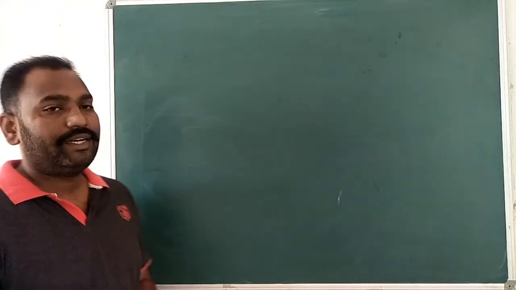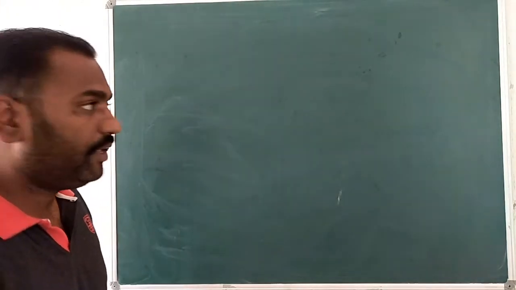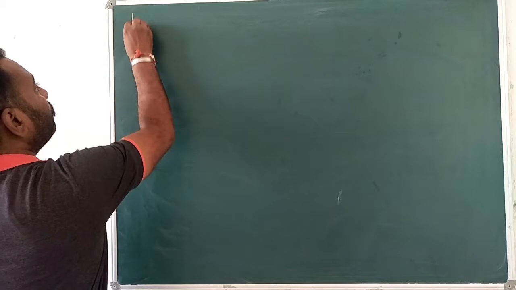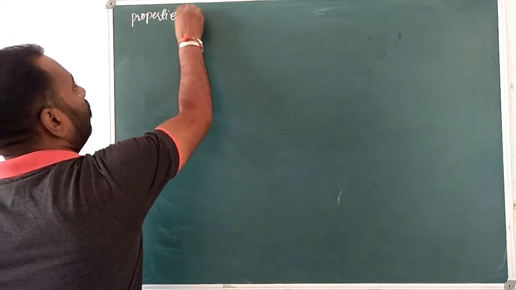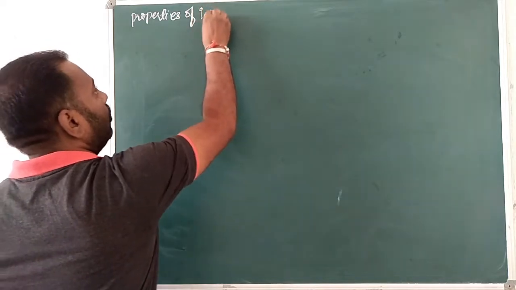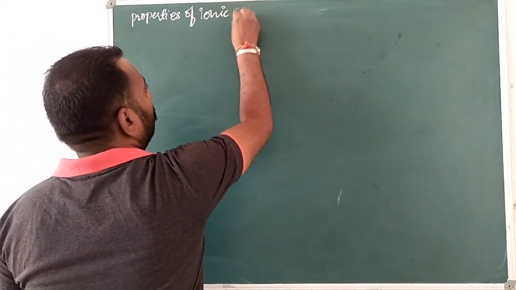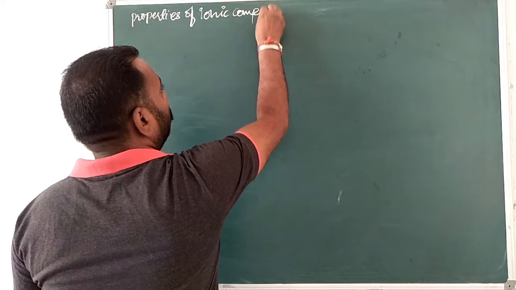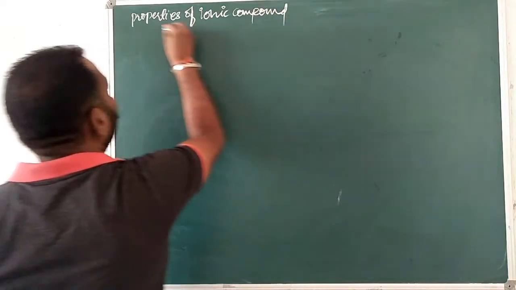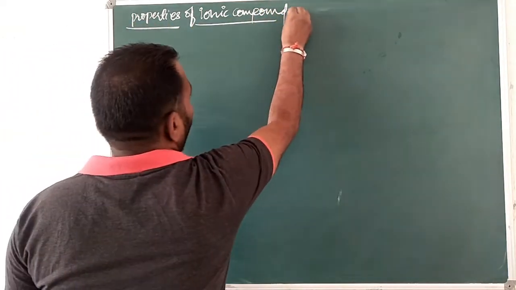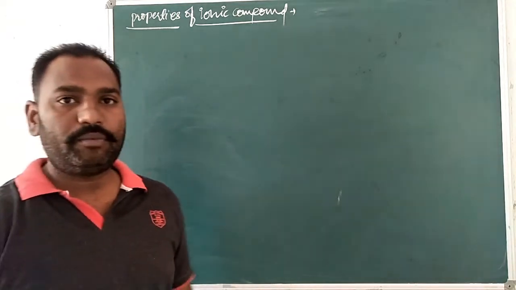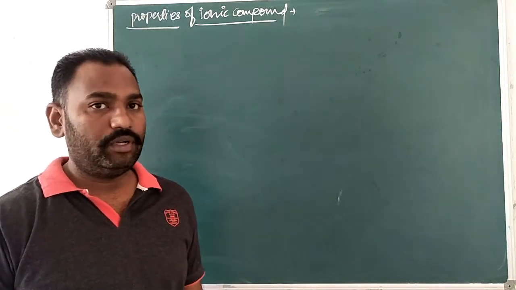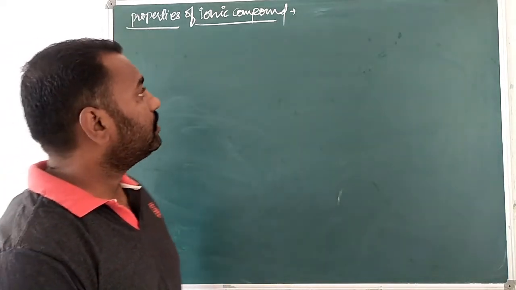Now, students, we are discussing the properties of ionic compounds. We already discussed what an ionic bond is and what an ionic compound is. Now, what are the main properties of these ionic compounds?